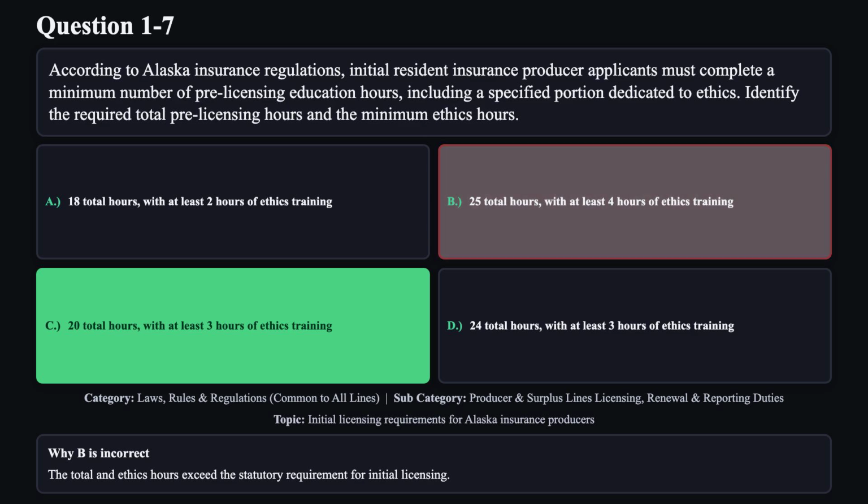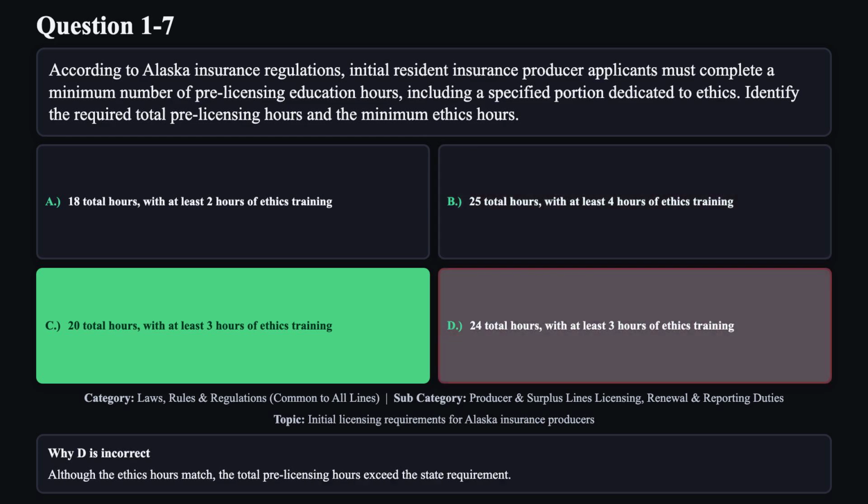Reason B is not correct. The total and ethics hours exceed the statutory requirement for initial licensing. Reason D is not correct. Although the ethics hours match, the total pre-licensing hours exceed the state requirement.